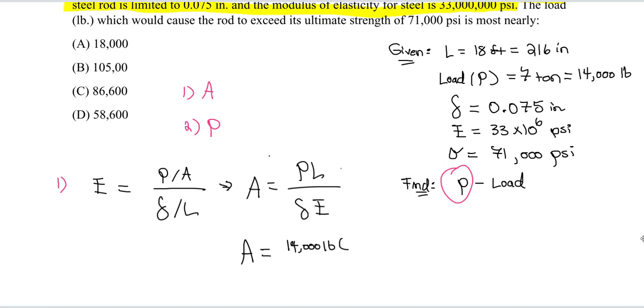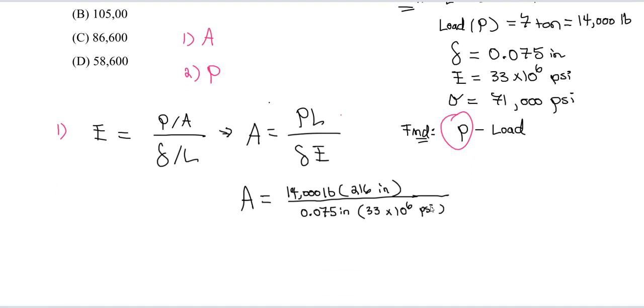14,000 pounds. The length is going to be 216 inches. Then the deformation there is 0.075 inches. And the modulus of elasticity is 33 times 10 to the 6 psi. So the units all look good. We've converted what's needed. You can solve for the area here, and you should get around 1.22 inches squared. So we're not done yet.